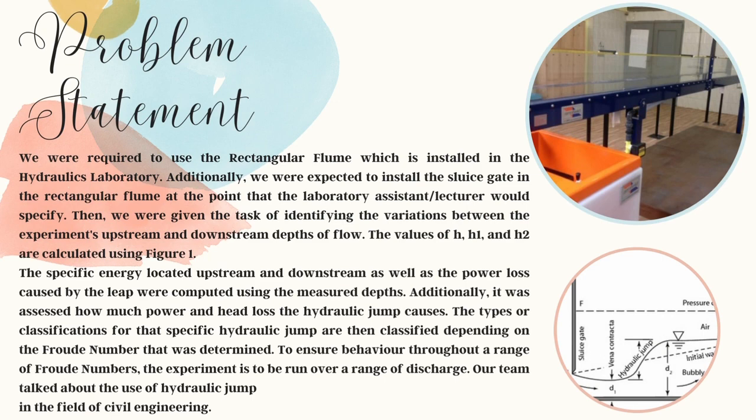The problem statement of hydraulic jump. We will be required to use the rectangular flume which is installed in the hydraulic laboratory. Additionally, we will be expected to install the sluice gate in the rectangular flume at the point that the laboratory assistant or lecturer will specify. Then, we were given the task of identifying the variation between the experiment upstream and downstream depth of flow. The values of H, H1 and H2 are calculated using figure 1. The specific energy upstream and downstream, as well as the power loss caused by the jump, were computed using the measured depth. Additionally, it was assessed how much power and head loss the hydraulic jump caused.